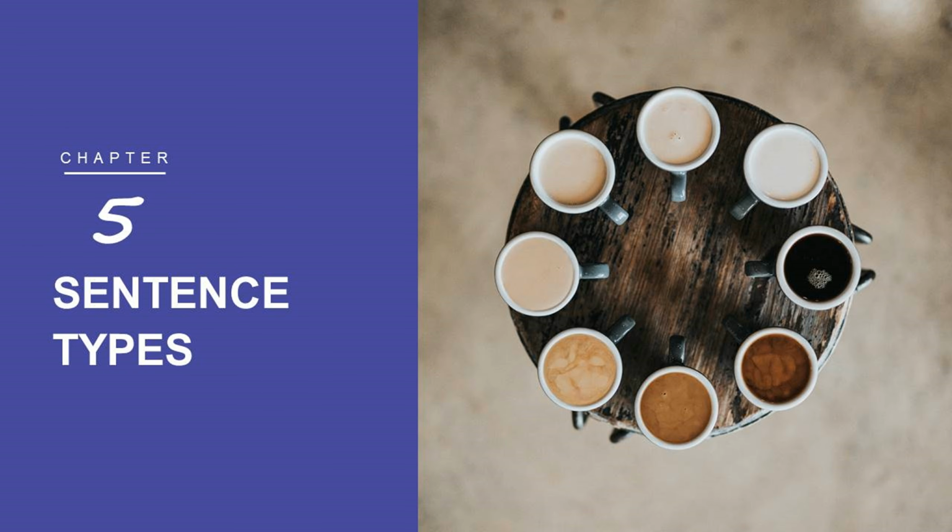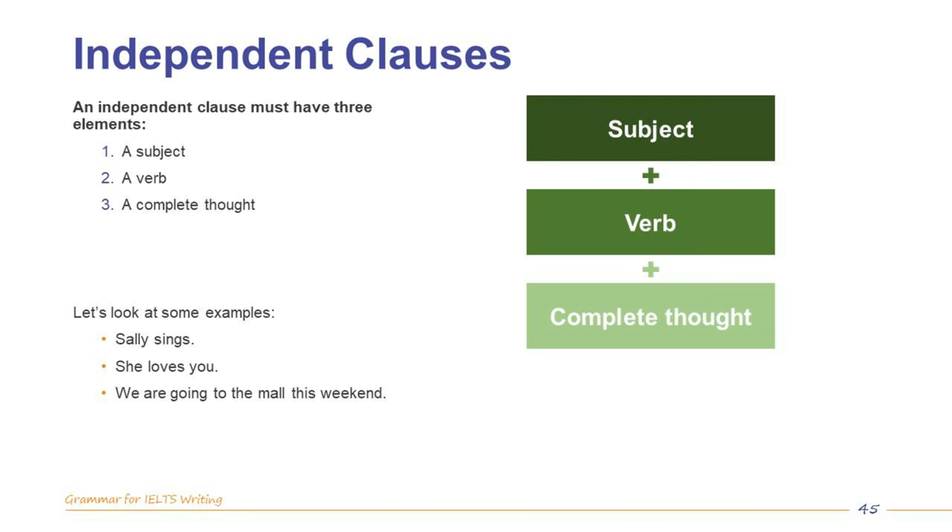An independent clause must have three elements: a subject, a verb, and a complete thought. It is relatively easy to understand those first two, but how do you know whether or not a clause contains a complete thought? In fact, that is not so difficult. If it contains a complete thought, the sentence alone can be completely understood. In other words, no extra information is necessary. Let's look at some examples.